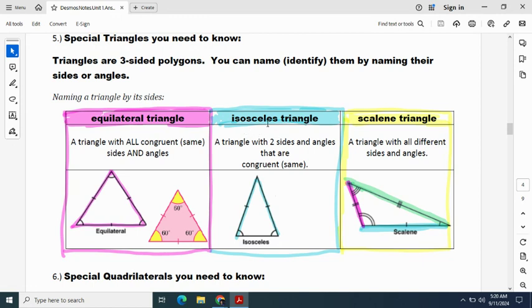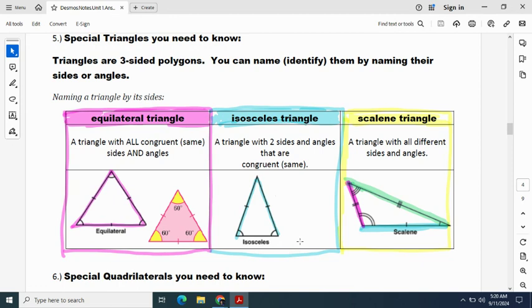An isosceles triangle is a triangle with two sides and angles that are congruent. Congruent means the same. Isosceles. An easy way to remember is think about, I saw with my two eyes, right? That you see with your two eyes. Isosceles. I saw with two eyes. So a triangle with two congruent sides and two congruent angles. So this side and this side are congruent and so are the bottom angles.